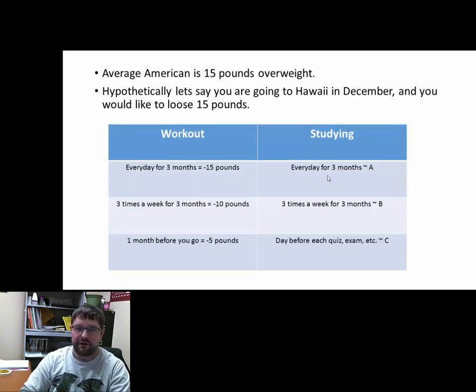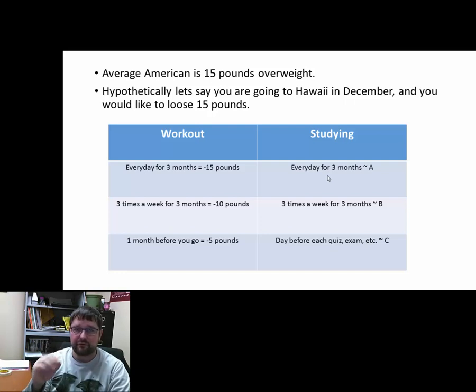So if you work out every day for 3 months, you'll probably lose the 15 pounds. Okay, I mean, probably. Now each individual is different, but probably lose the 15 pounds. If you work out 3 times per week for 3 months, maybe you won't lose the 15, but you'll lose 10. Okay? If you work out 1 month before you go every single day, maybe you only get that 5 pounds. Okay? Studying is the exact same process as working out.